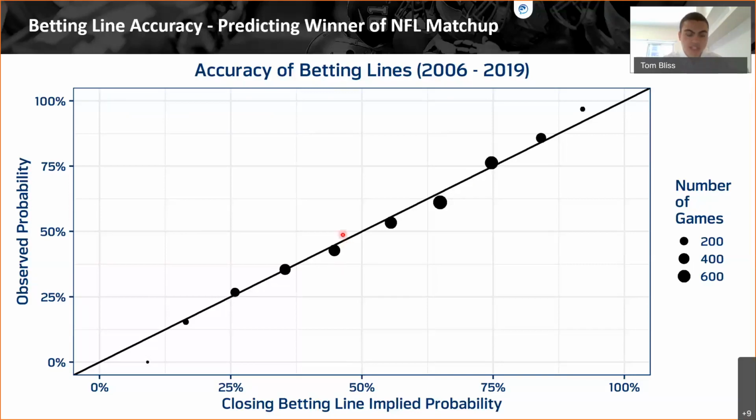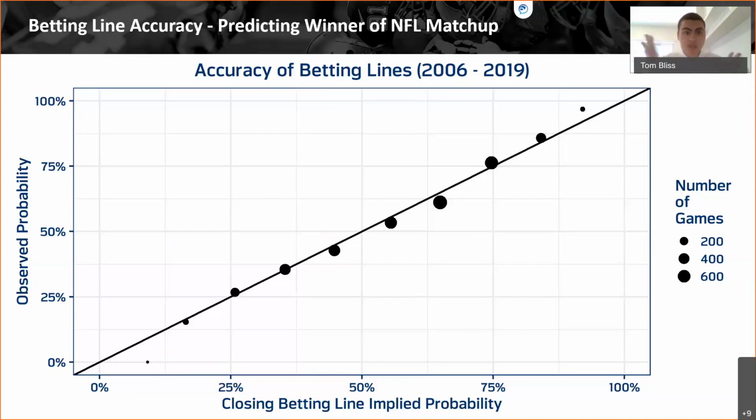We take this cluster and we compare that probability to the actual win percentage of games that are within that cluster, and we see how that matches up. Anything on the line means it's a perfect measurement. As you can see, outside of maybe a few dots on the ends, a lot of these dots are right on the line. That tells us that these betting lines are pretty accurate.